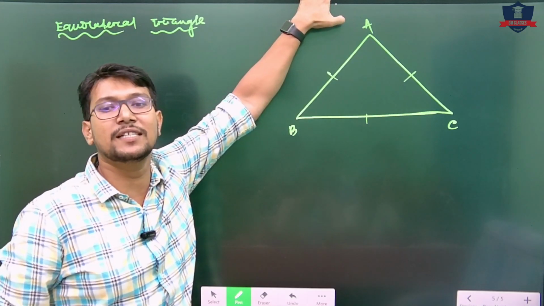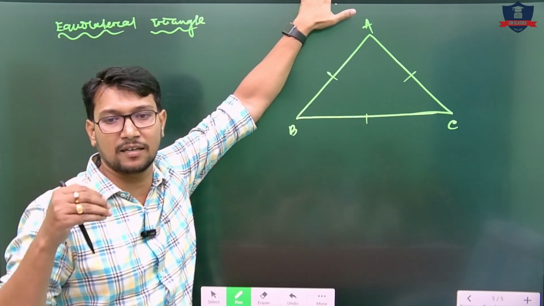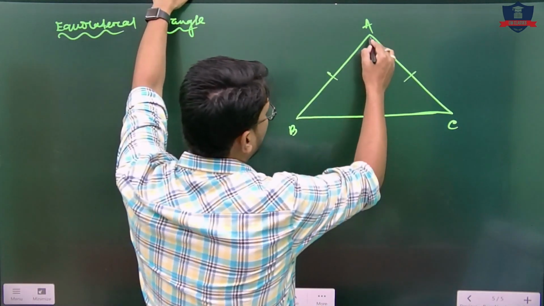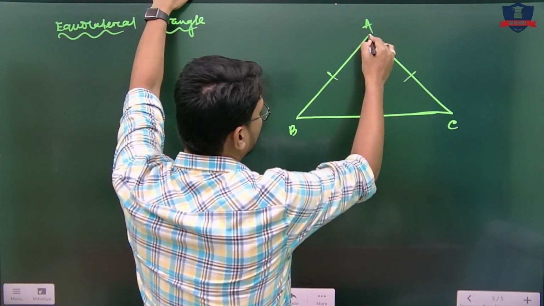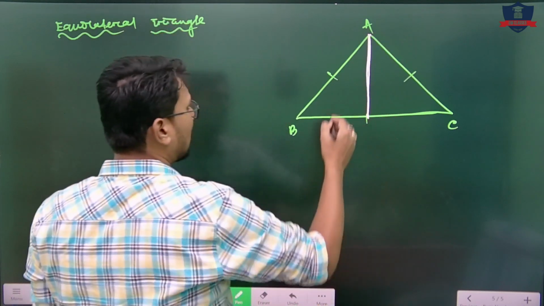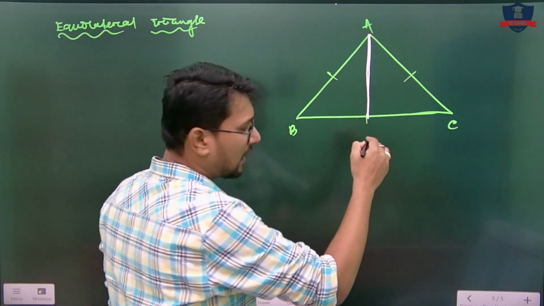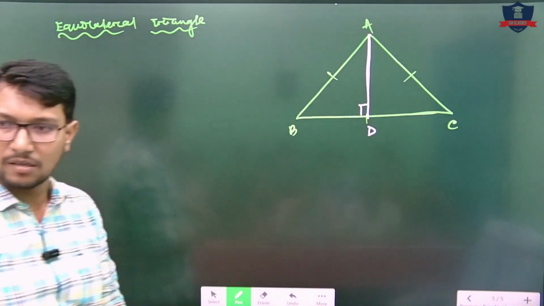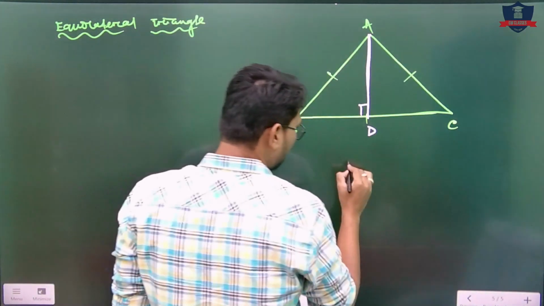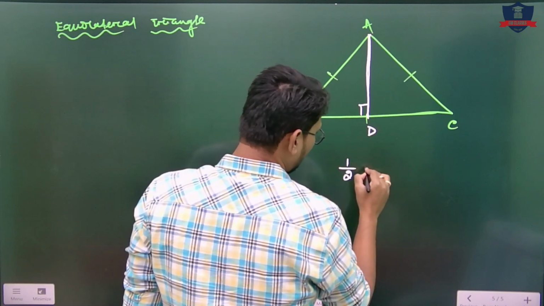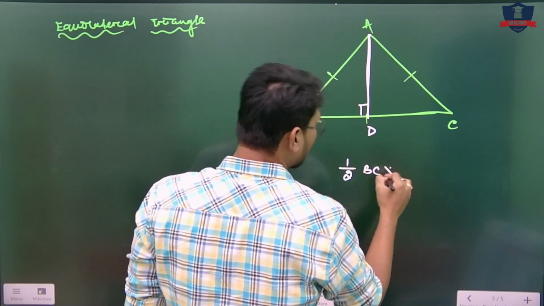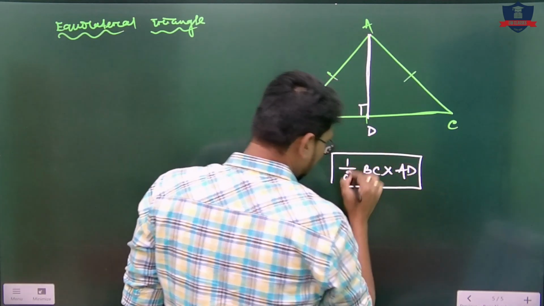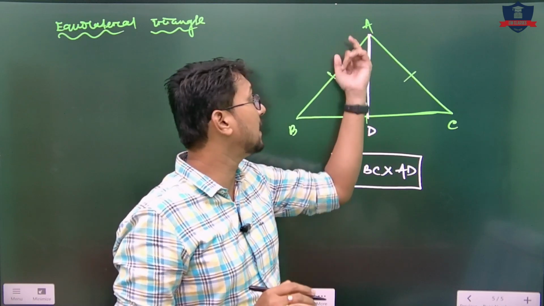It is a triangle classified based on its angles: acute angle. Now tell me, I can draw a perpendicular here. ABC is a triangle where AD is perpendicular to BC. It means if BC is given, we can write the area as half into BC into height AD. The base is BC, the height is AD. If these two are given, we can find the area.